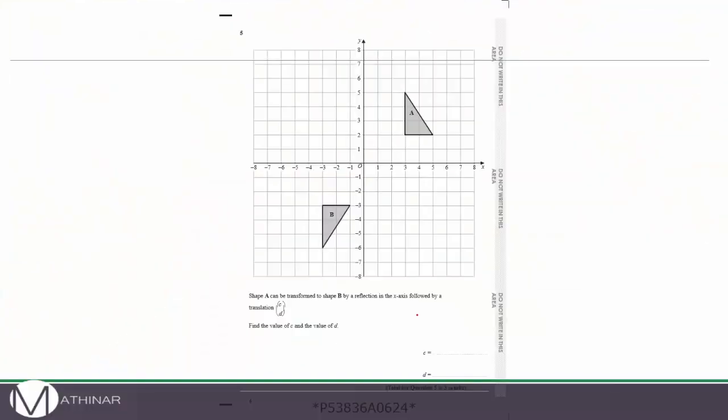Question number 5. Shape A can be transformed to shape B by a reflection in the x-axis followed by a translation of the vector CD. So first let's reflect it in the x-axis. So shape A, if we reflect in the x-axis, so imagine this is your mirror line. This point will now end up here. This point will now end up here. And this point, well, the difference from there to there is 3. So this is going to go 3 in that direction. So this is where shape A has been reflected to.